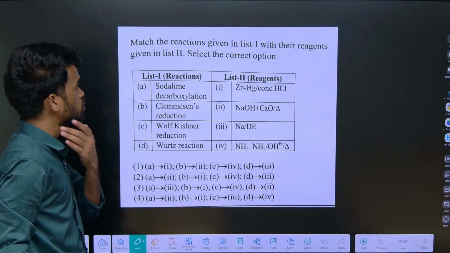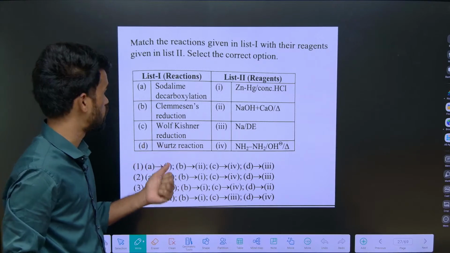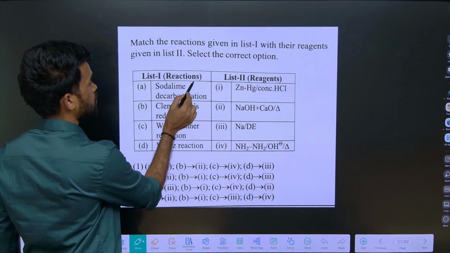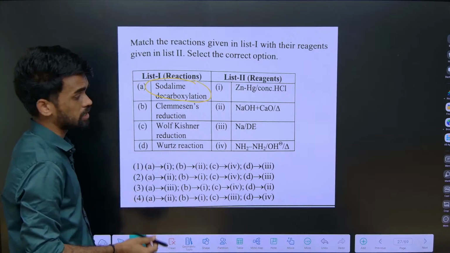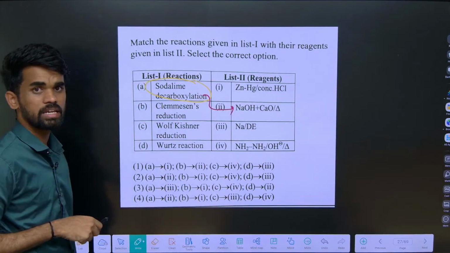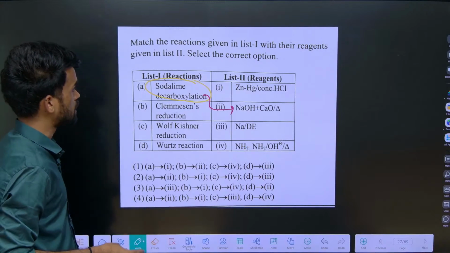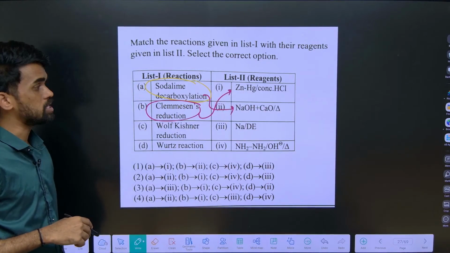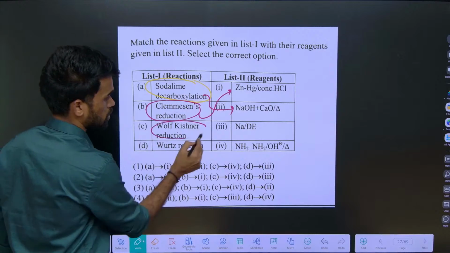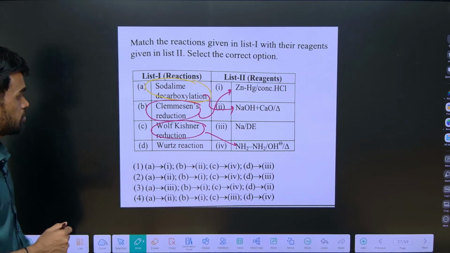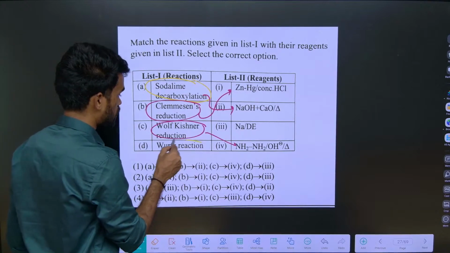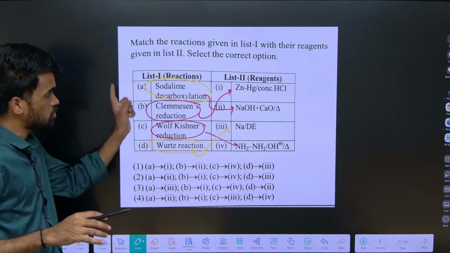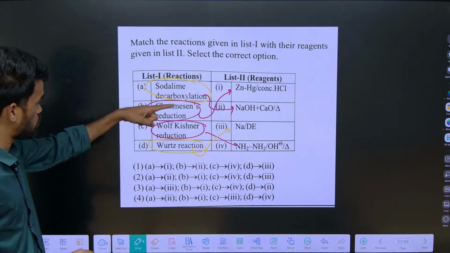Next. Based on this, tell me, yesterday I gave this question as homework. Identify the name of that reaction and what is the reagent used. Soda lime and decarboxylation. What is used here? Soda lime means decarboxylation, which is nothing but NaOH plus CaO. Okay, and next Clemmensen reduction. Just now we discussed, Clemmensen reduction uses zinc amalgam and concentrated HCl. Next Wolff-Kishner reduction. Here we will be using hydrazine in basic medium. Just now we discussed all these things, and in yesterday's class also. Wurtz reaction will be using sodium in dry ether. That's it. So choose the option which has this. A2.